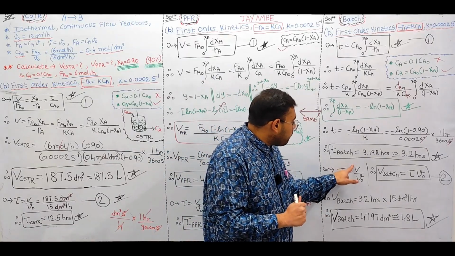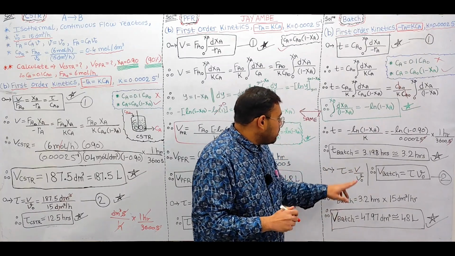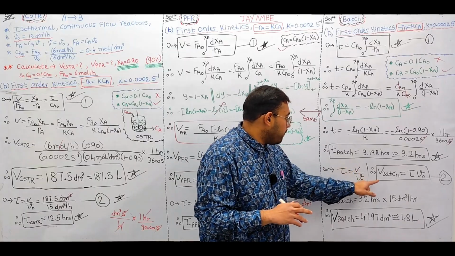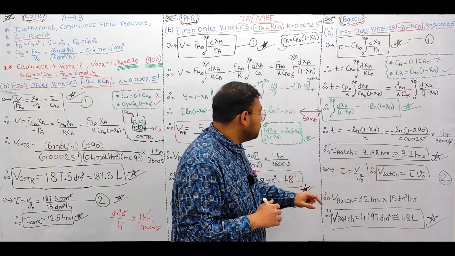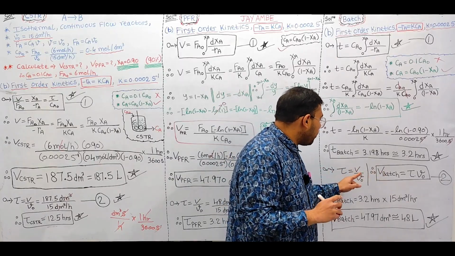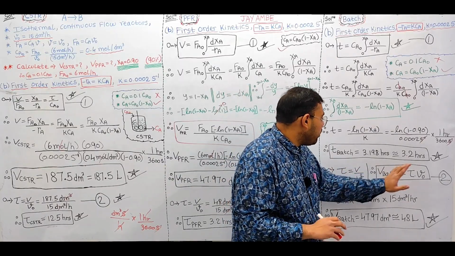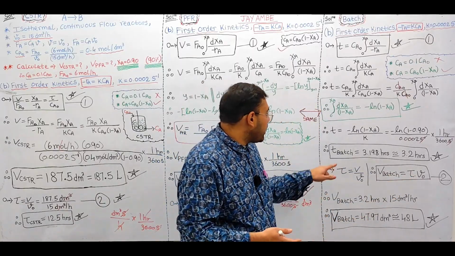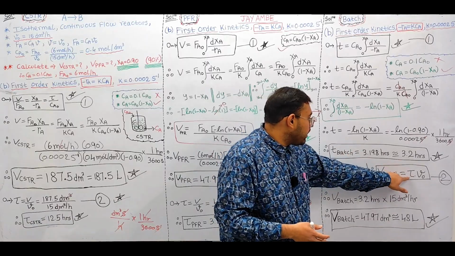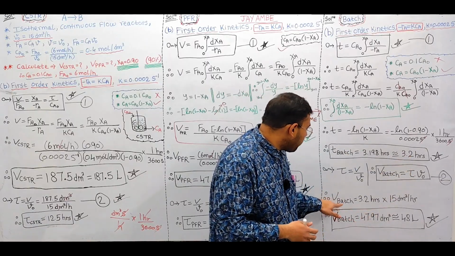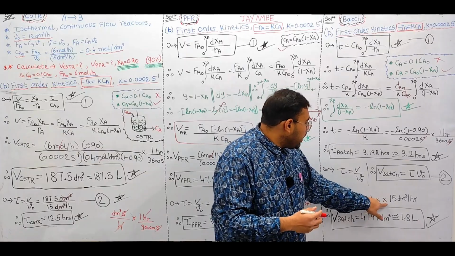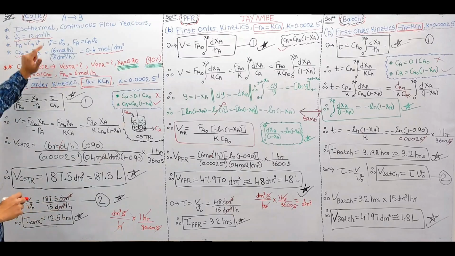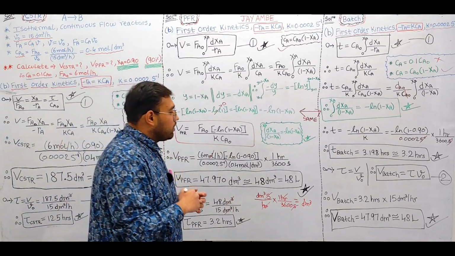So space-time is the ratio of volume to its volumetric flow rate, right? Here we are aiming to calculate the volume of the batch reactor, so we make the subject: volume of the batch reactor is equal to tau into V naught. Here we know the value of tau. Tau is the space-time. Time for the batch reactor is indicated as tau, which is 3.2. So volume of batch reactor is equal to 3.2 hours into volumetric flow rate, 15 cubic decimeter per hour, right?